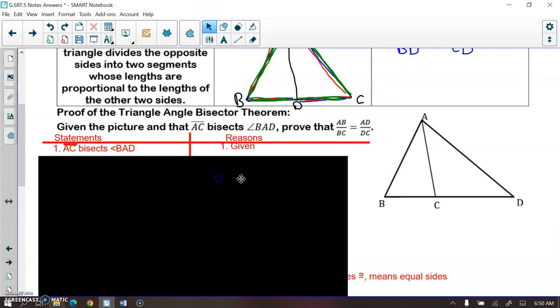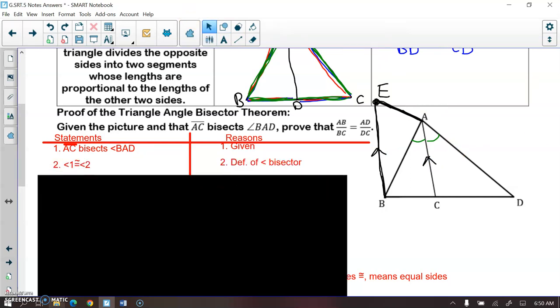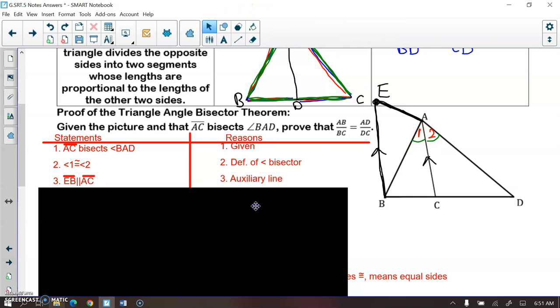When we prove it, we're given that AC bisects angle BAD. In order to do this, we do need to draw an auxiliary line. I'm going to connect this line to here as well. I'm going to call this point E, and we create this auxiliary line BE so it's parallel to AC. But before that, in our proof, I'm going to call this angle 1 and angle 2. By the definition of an angle bisector, we know angle 1 and angle 2 are congruent. Then I create that auxiliary line, EB, so it's parallel to AC.